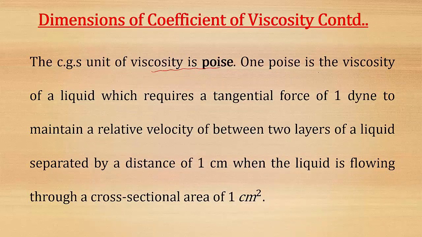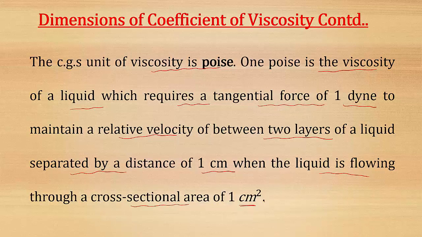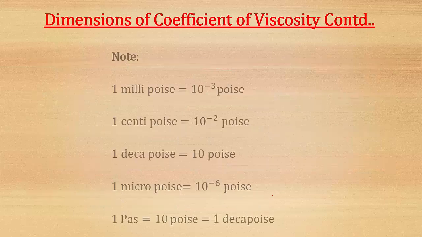It is a poise. 1 poise is the viscosity of a liquid which requires a tangential force of 1 dyne to maintain relative velocity between two layers of a liquid separated by a distance of 1 centimeter, when the liquid is flowing through a cross-sectional area of 1 centimeter square. Then the CGS unit is poise.